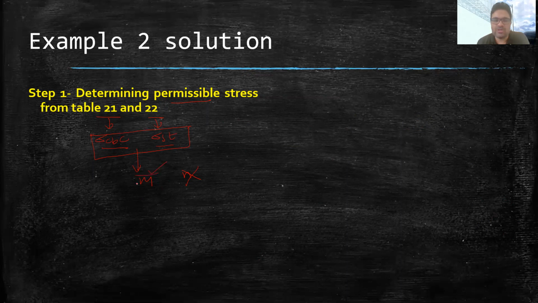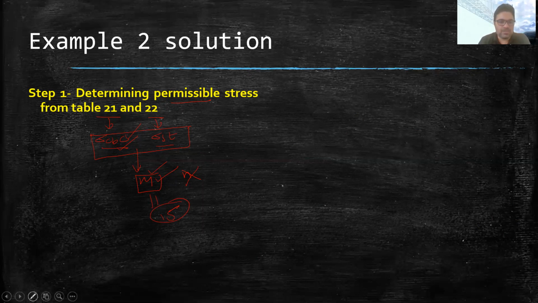So to find out the value of M, we need to find out the value of sigma CBC. But why do we find out sigma CBC? Because the value of M is already given in the question, which is 15. So if the value of M is already given in the question, then there is no need to find out sigma CBC, because sigma CBC or sigma ST is required to be found only if the value of M is not given or the value of N is not given.